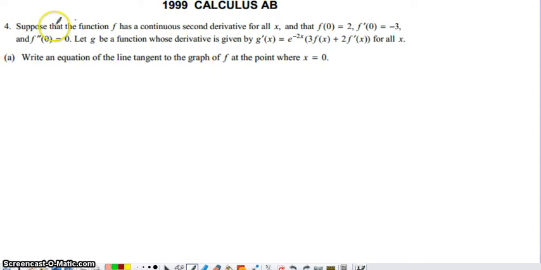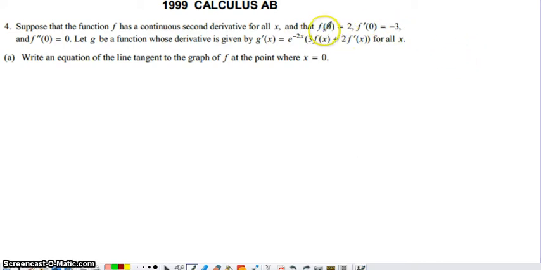And they give us a situation where we have a function f. It's got a continuous second derivative for all x's, which basically just means the second derivative is always defined. If the second derivative is always defined, that would mean the first derivative is always defined, and if the first derivative is always defined, that means the function is always defined. So we don't have to worry about the function or any of its first two derivatives being undefined in any locations. Now, they do give us some values of the function.